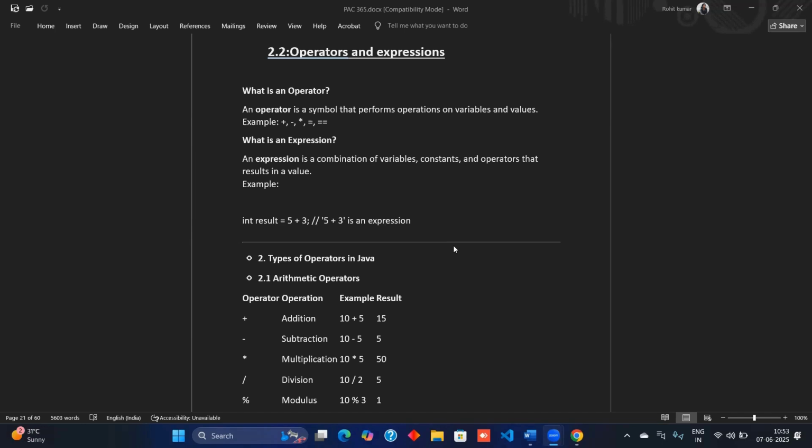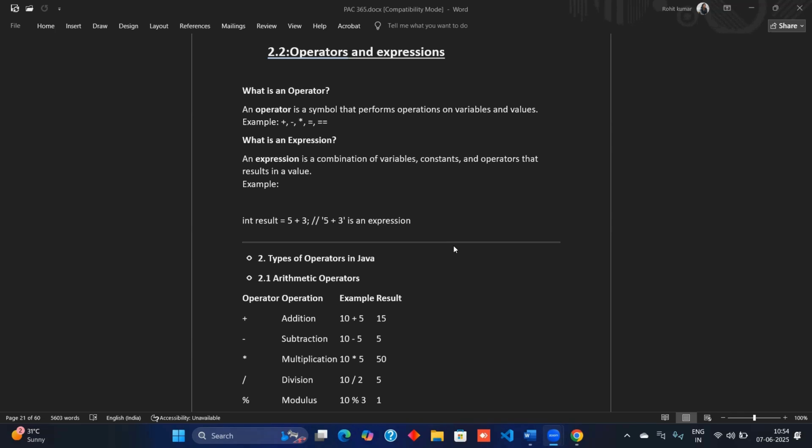Now, what is an expression? An expression is a combination of variables, constants, and operators that result in a value. The total outcome of the whole expression, a combination of operators also, will give us one single output that will result in the form of an operation.